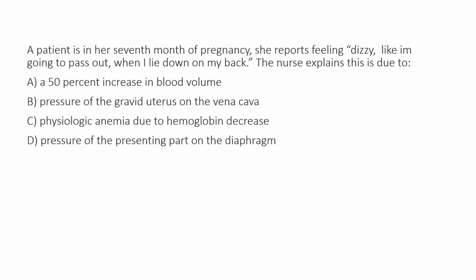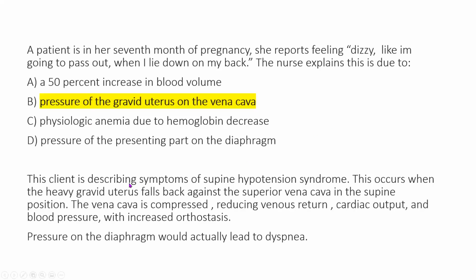Okay, next question here. Patient is in her 7th month. She reports she's feeling dizzy. Oh, I'm going to pass out when I lie on my back. What would this be due to? We went over this, so you guys should be able to answer it. Pop off. B. Let's go. Yes, very good. Pressure of the gravid uterus on the vena cava. The client is describing supine hypotension. That's what this is called, guys.